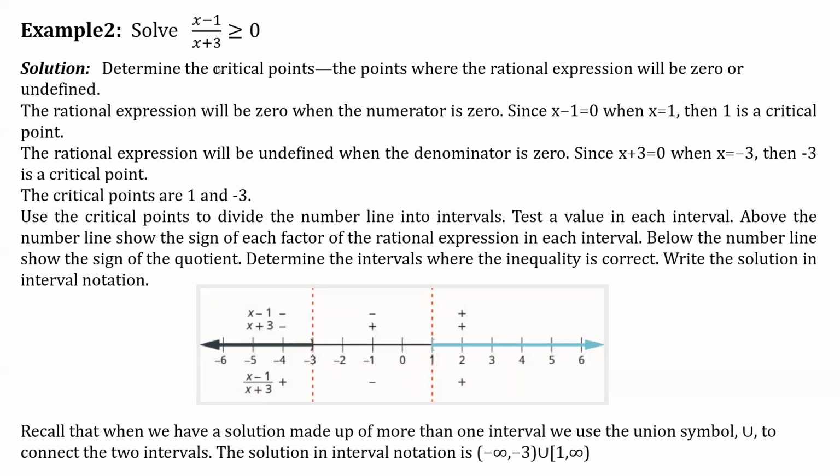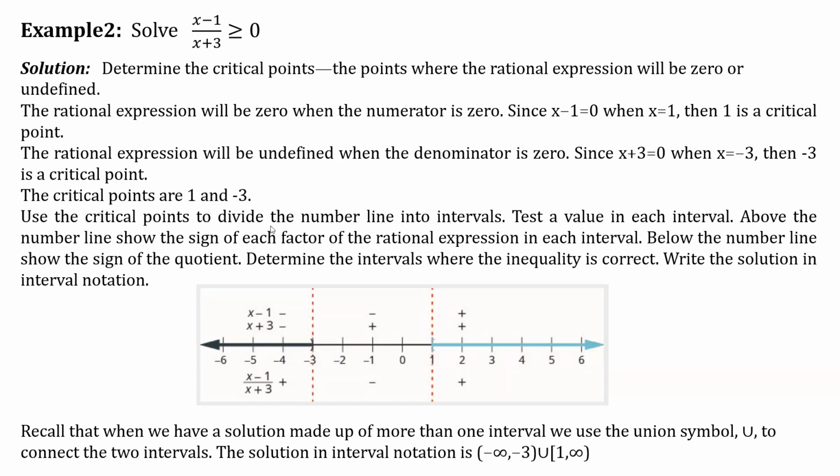The rational expression will be 0 if x is equal to 0, then 1 is a critical point. The rational expression will be undefined when the denominator is equal to -3. It is also a critical point. So this inequality has two critical points, 1 and -3.